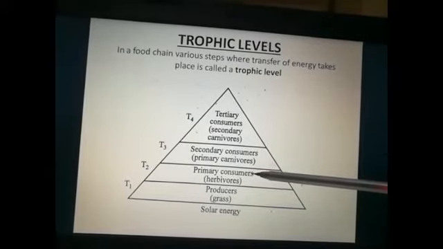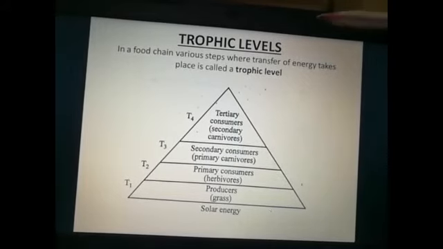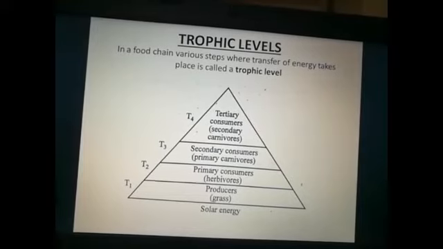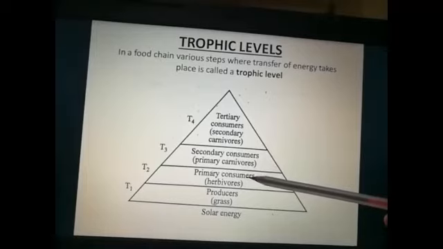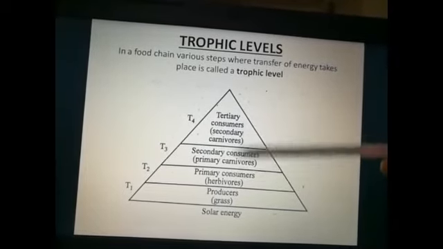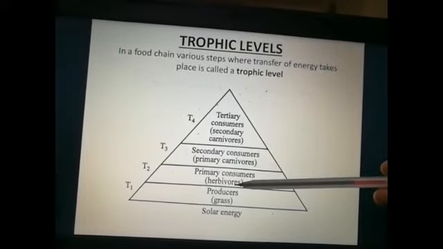If you remember, last time we were learning about the biotic components: producers, consumers and decomposers. They are the three types of biotic components. And out of that, the consumers are divided into primary consumers, secondary consumers and tertiary consumers. Herbivorous animals we call primary consumers.